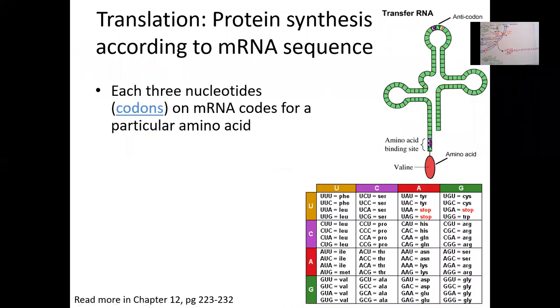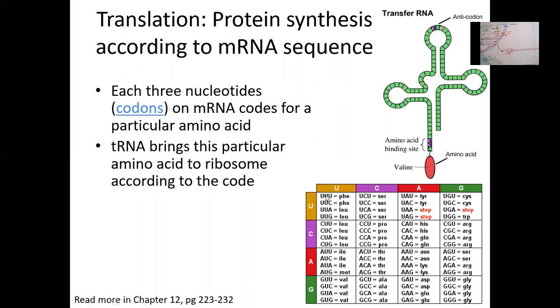Essentially, the words of the recipe, right? So cup versus teaspoon versus sugar, flour, whatever. The words that actually code for the ingredients are called codons, right? Three-letter sequences on the mRNA. This here is a chart of all of the possible combinations of nucleotides, and therefore all of the codons that could possibly be within the mRNA.